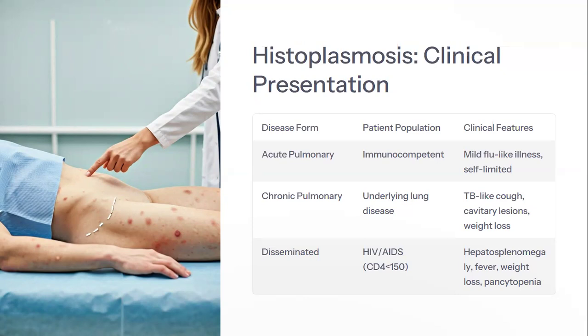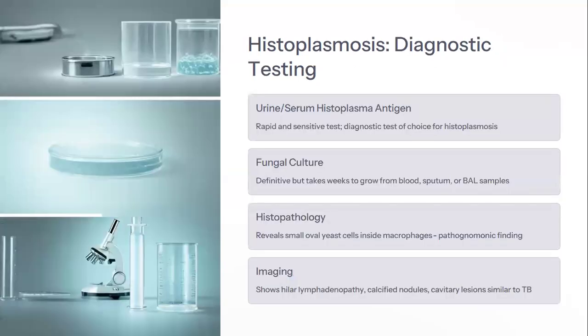So it's a spectrum, starting from a mild flu-like illness, which can progress to fever, weight loss, pancytopenia, and hepatosplenomegaly. And the test of choice for diagnosis is the urine or serum histoplasma antigen.